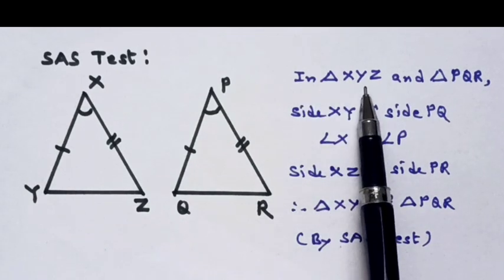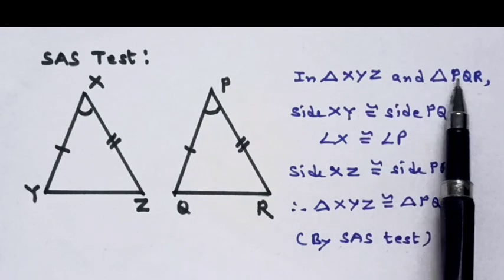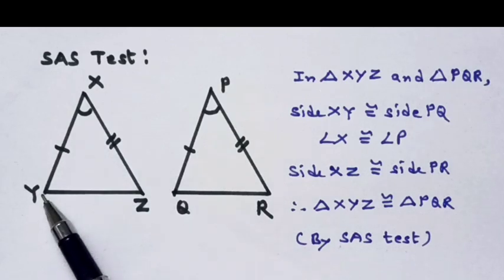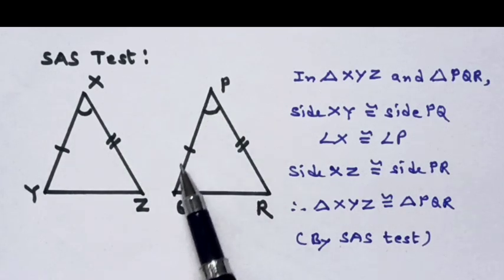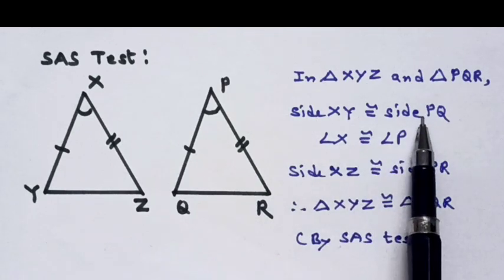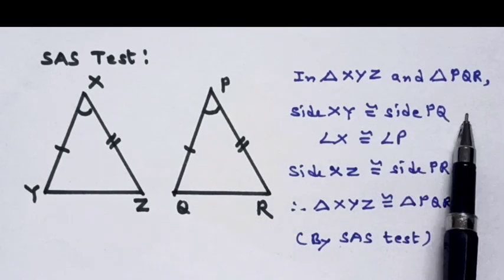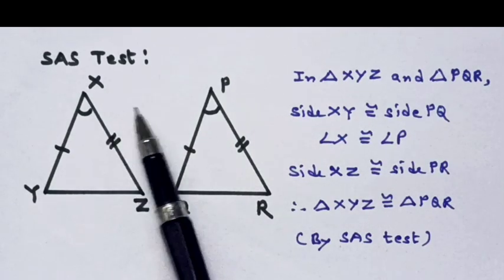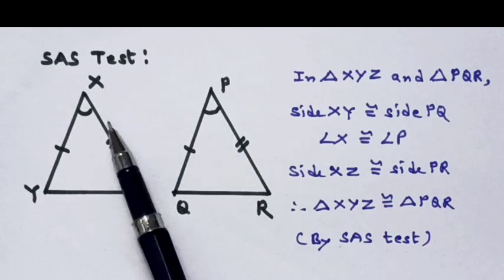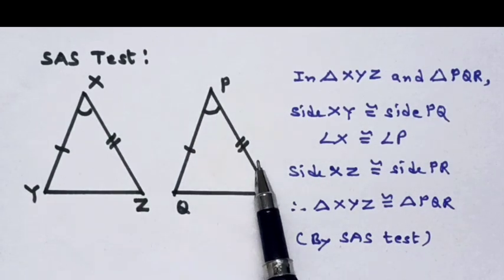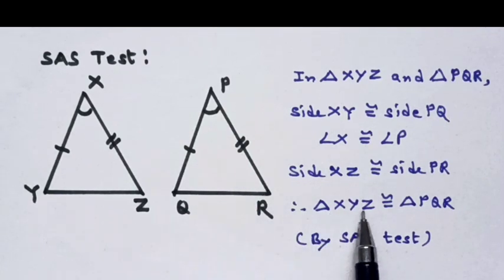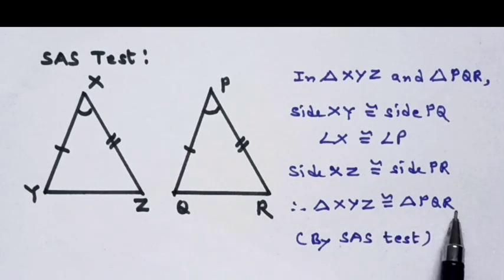In triangle XYZ and triangle PQR, take one side XY, and the corresponding side is PQ. So side XY is congruent to side PQ. In bracket you can write given if you want. And then angle X is congruent to angle P, and side XZ is congruent to side PR. Once again it is given. Therefore triangle XYZ is congruent to triangle PQR by SAS test.